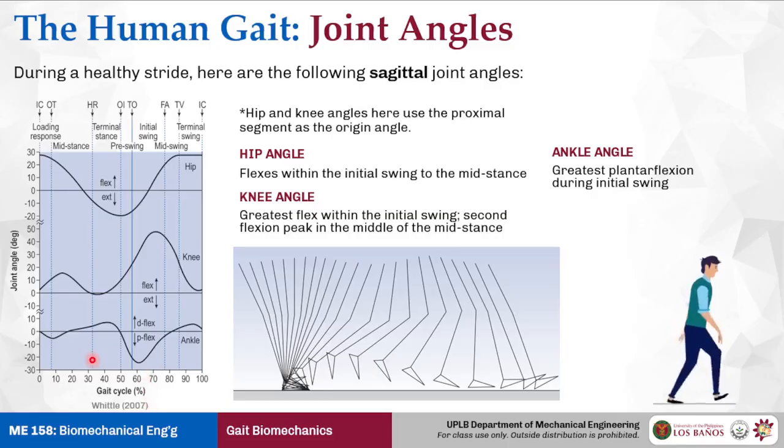In order to have a good walking gait, your hip has to be able to flex and extend. Your knee has to be able to flex in two distinct spots. And also, your foot has to be able to bend downward. These are key things to look out for when you're examining a healthy walking gait.